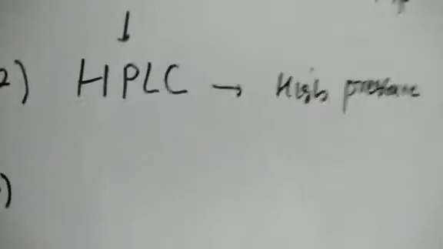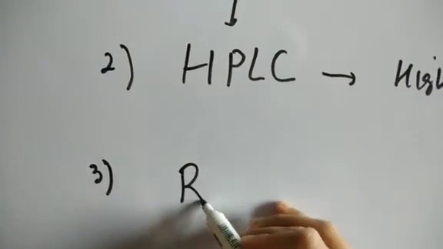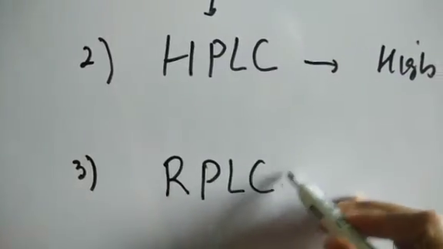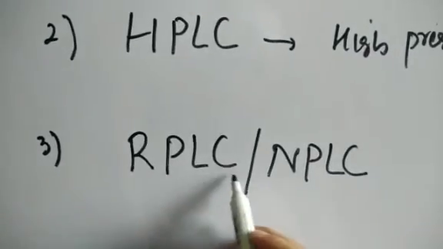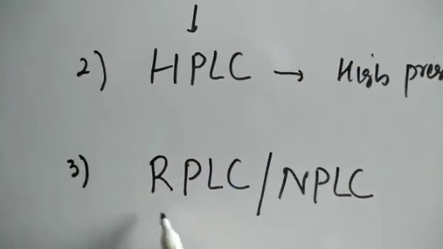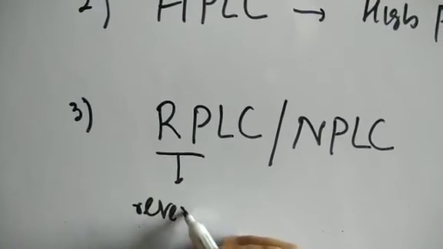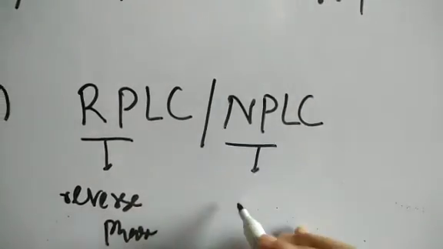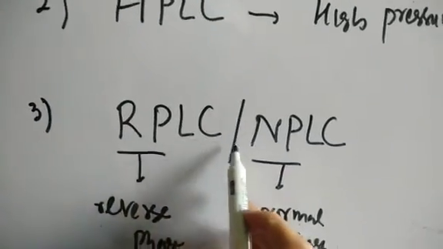And then we have one more term you can see in your books. That is RPLC and NPLC. This is again liquid chromatography. You are using the liquid as a mobile phase. So it's called reverse phase. RP stands for reverse phase, and NP stands for the normal phase. Normal phase liquid chromatography. Reverse phase liquid chromatography.